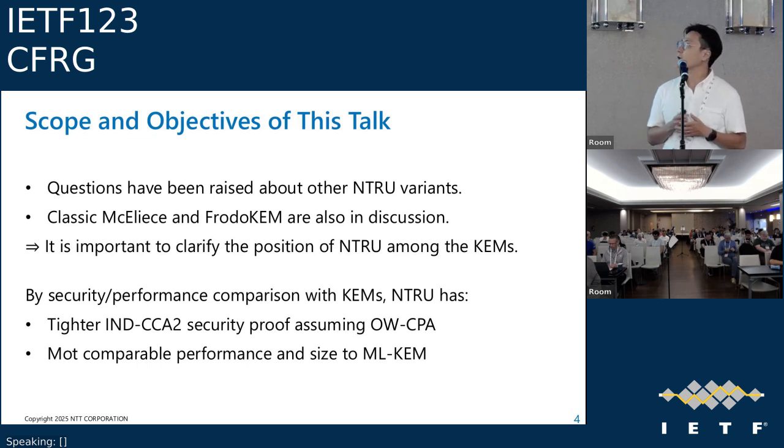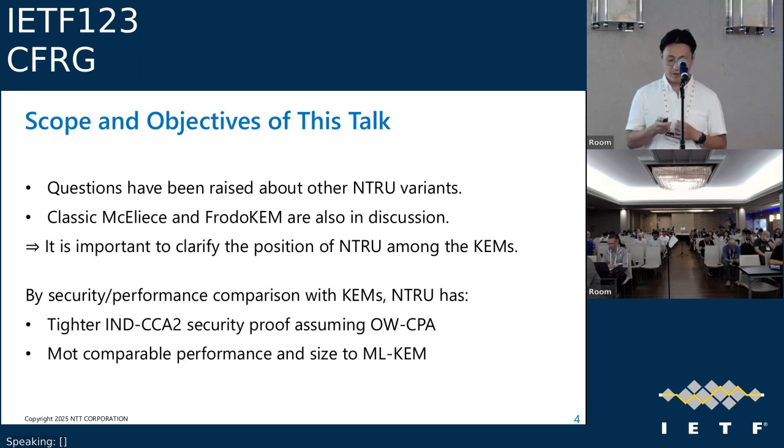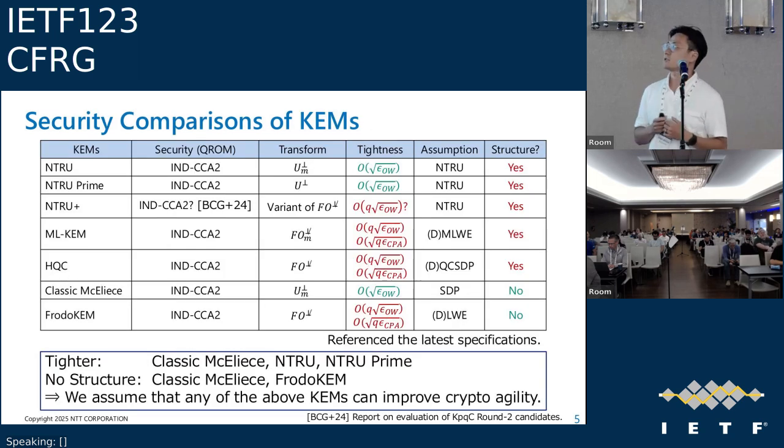So what are the scope and objectives of this talk? As I mentioned, there was a question about other NTRU variants, and also the standardization of Classic McEliece and FrodoKEM is now ongoing. In this circumstance, it's important to clarify the position of NTRU among these KEMs. We will do some security and performance comparison. After that, I confirmed that NTRU has a tighter security proof and the most comparable performance and size to ML-KEM.